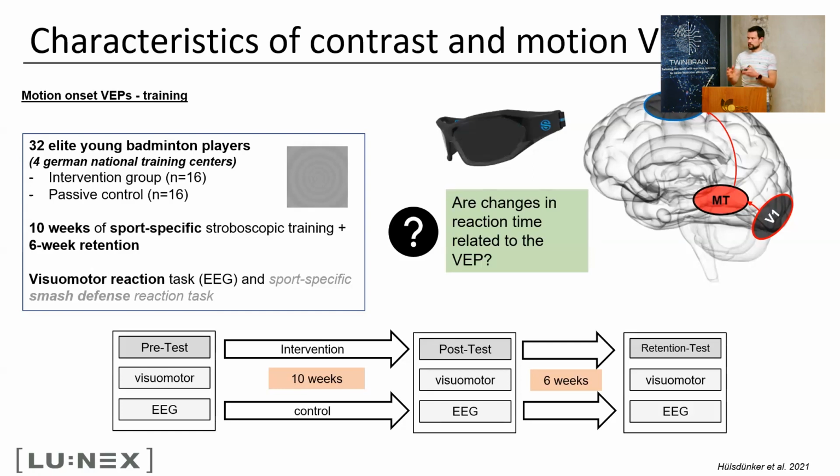From the 4 national training centers in Germany, we subdivided them into an intervention group and a control group. The intervention group had these shutter glasses. The control group were doing the same type of training, just without the shutter glasses, for 10 weeks, including a 6-week retention period. And we were doing a visual motor reaction task with the EEG, so the classic N2 and so on. Some other things, but that are maybe not of interest. So just have a look at the results.